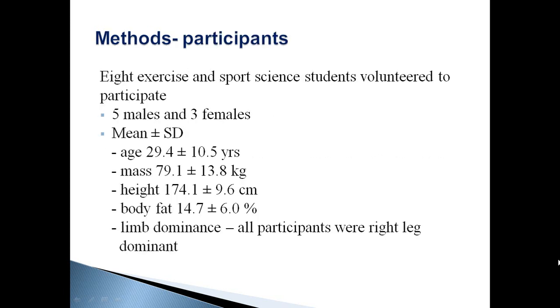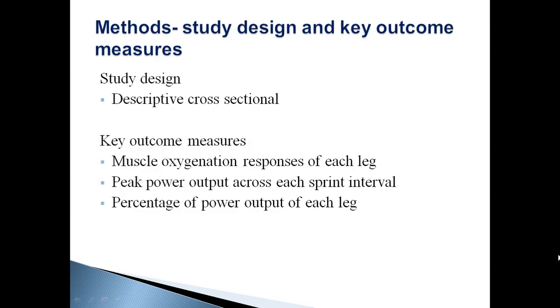8 exercise and sports science students volunteered to participate, including 5 males and 3 females. All participants were right leg dominant. The study design was descriptive cross-sectional, and the key outcome measures were the muscle oxygenation responses of each leg, the peak power output across each sprint interval, and the percentage of power output of each leg.